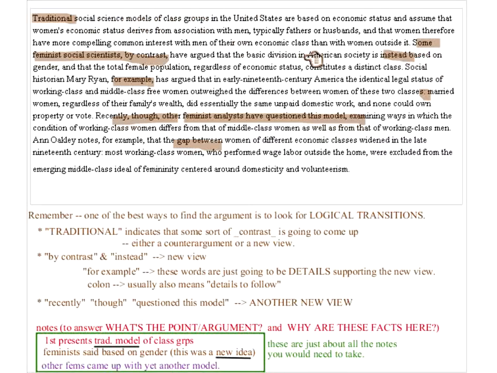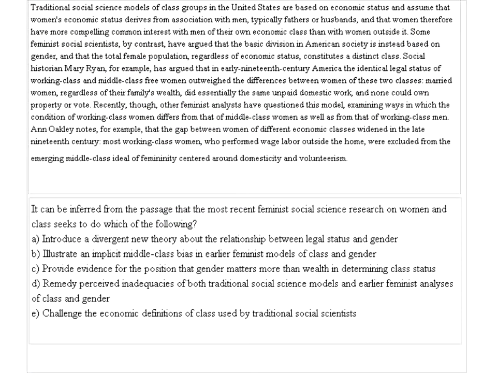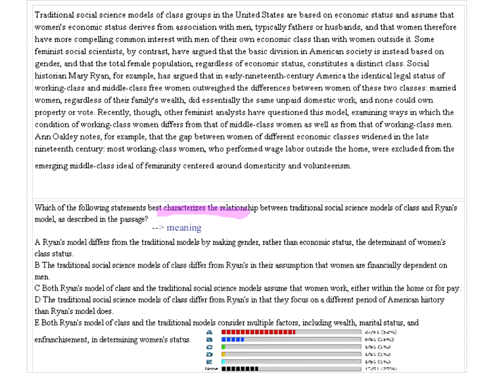So the traditional model is not based on sex or gender, and Mary Ryan's model is. So you want a choice that is like that, which is this one. Prediction should be something like that. So Ryan's model is gender-based. The traditional model isn't. And you can get that from those transition words that we were talking about. It'll help you figure that out.